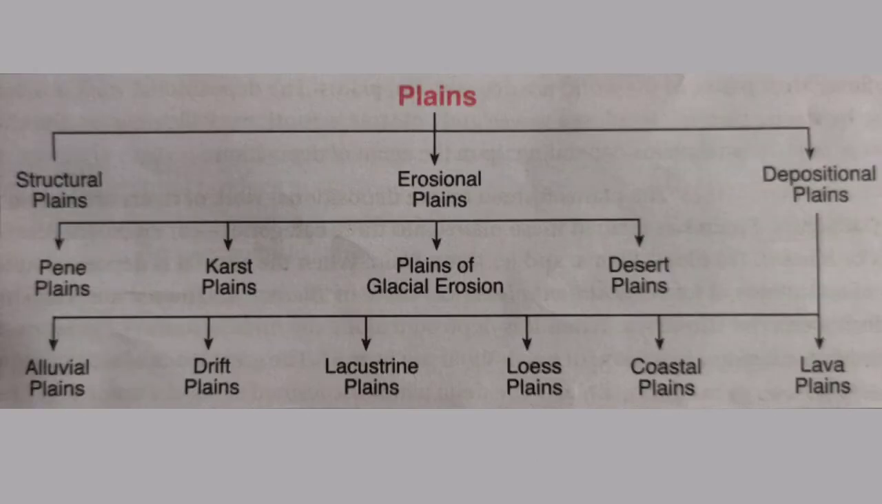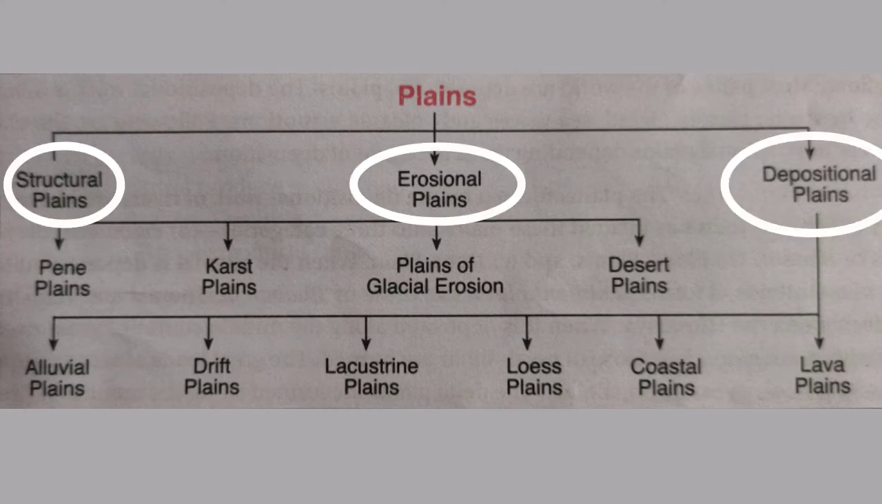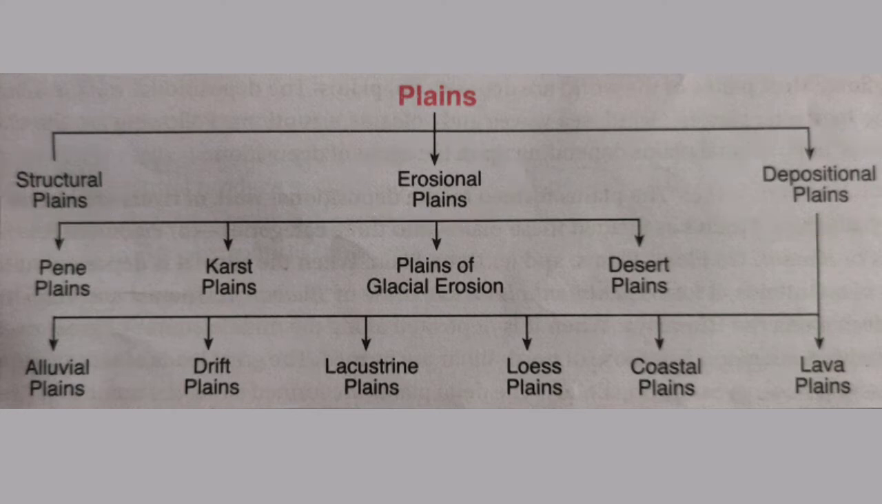Now generally the plains are classified into three different categories: structural plains, erosional plains and depositional plains. As you can see in the figure, the erosional plains and depositional plains are also further categorized into many sub branches. Now let us see the different types of the plains at the individual level.